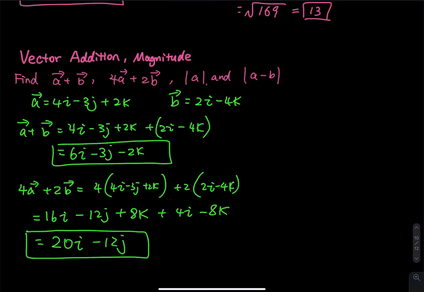And then the next one is the magnitude of vector A again. Some textbooks use this as a magnitude, and some textbooks use a double bar for magnitude. So this stands for magnitude. Magnitude means the length.